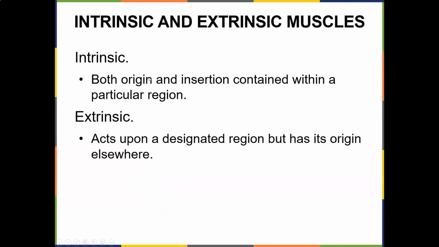The difference between intrinsic and extrinsic muscles. Intrinsic muscles have both origin and insertion contained within a particular region. So intrinsic muscles of the hand, intrinsic muscles of the foot. Those are intrinsics. Extrinsics act upon a designated region but have their origin elsewhere. So this could be forearm muscles, hamstrings. They have two joint muscles.